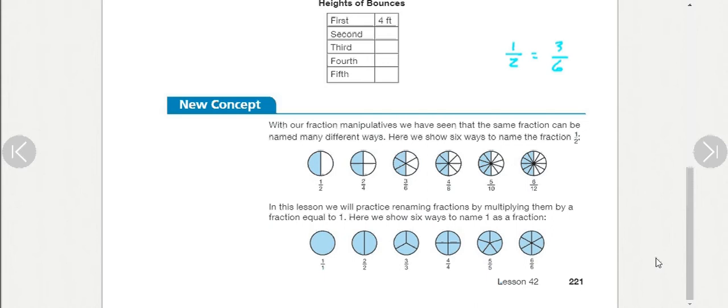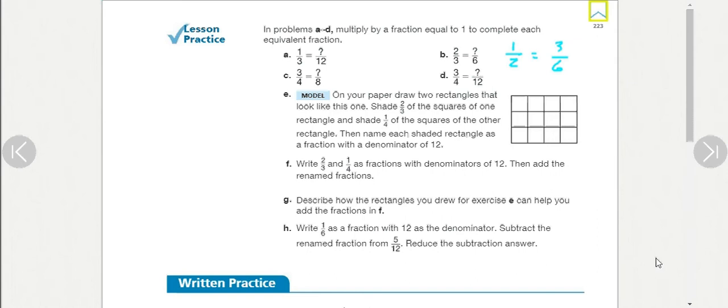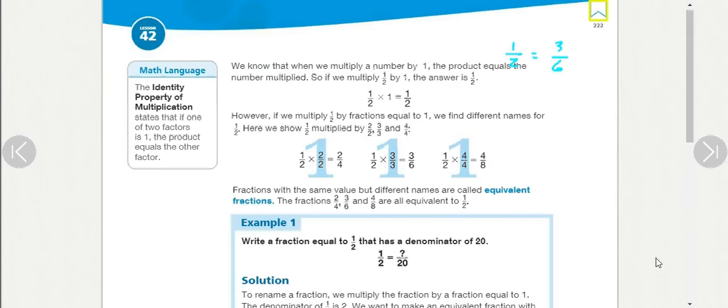How do I get from 1/2 to 3/6? Do you know? Well, let's see what it tells us about today in this lesson. We know that when we multiply by 1, the product still equals the number we multiplied. So if we multiply 1/2 by 1, the answer is still worth a half of a pizza. This is the identity property of multiplication, stating that if one of two factors is 1, the product equals the other factor. When 1 is a factor, we don't change its value.